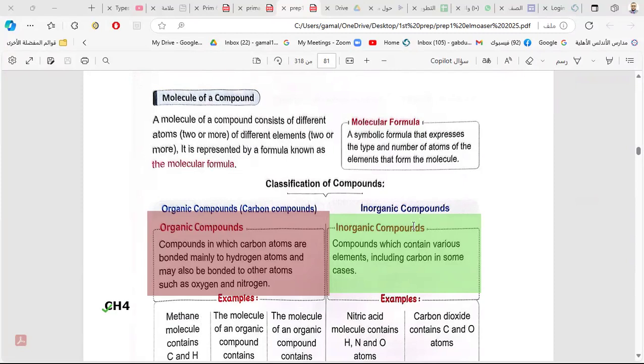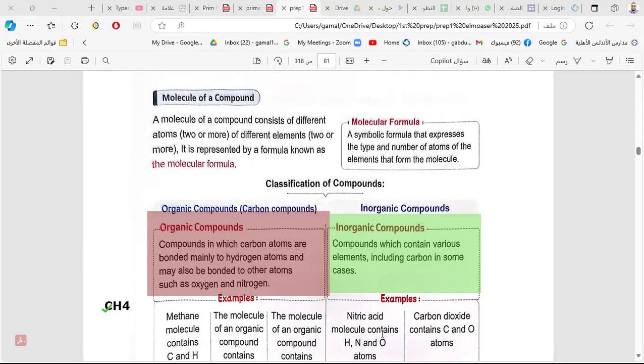Stop here. We'll talk a little bit about the inorganic compounds. An inorganic compound may contain carbon, but not always. Sometimes they don't contain carbon. Compounds contain various elements. Not every time will they have carbon. They may contain carbon, but it is not basically the base. So the inorganic, some of them have carbon and some of them don't have carbon.